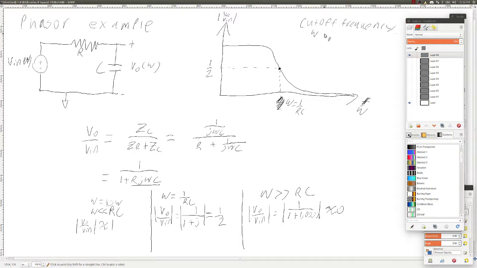With omega equal to 1 over RC. So F, because nobody works in omega in reality, is equal to 1 over 2 pi RC. F cutoff, which we typically recognize as F0 or F sub C.